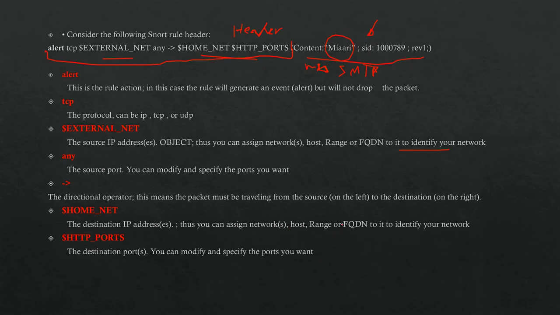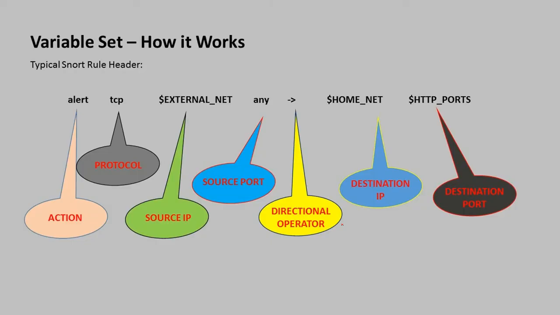So simply, this is it. I put it for you in a diagram here. This is the alert, this is the action, and the TCP is the protocol, which you can modify, of course, to specify the protocol that you want. External net: these names you cannot change. These are names that Snort understands.